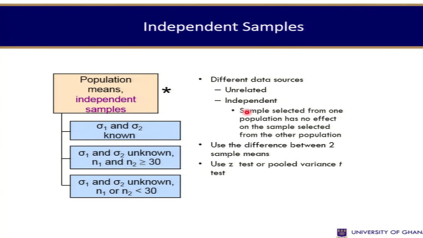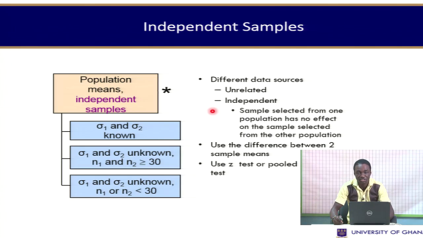Independent sample, as already explained, means that they are unrelated. The sample selected from one population has no effect on the sample selected from the other population, and we are just looking at the difference between two sample means.